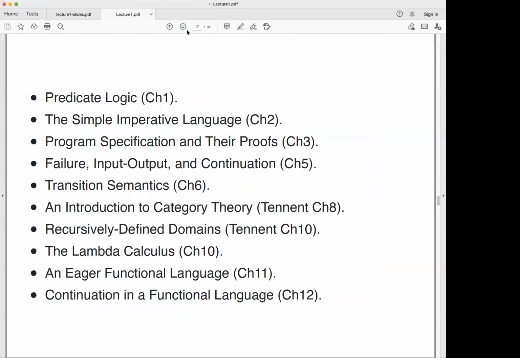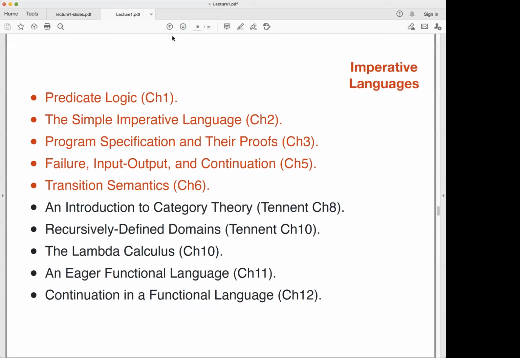Okay. So let me list all the topics that we will cover throughout the course. These are, I think, 1, 2, 3, 4, 5, 6, 7, 8. We're gonna cover 7 chapters from Raynor's book, and then 2 additional chapters from Tennant's book. And then before the midterm exam, the course will focus mostly on the features from imperative programming languages.